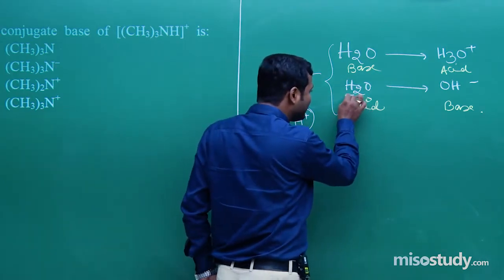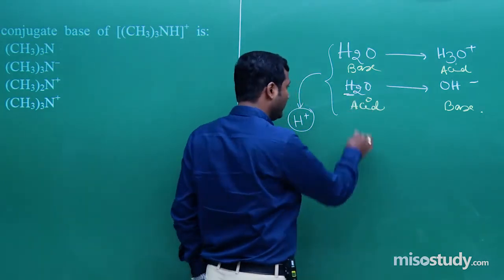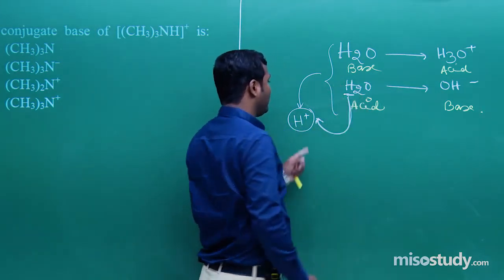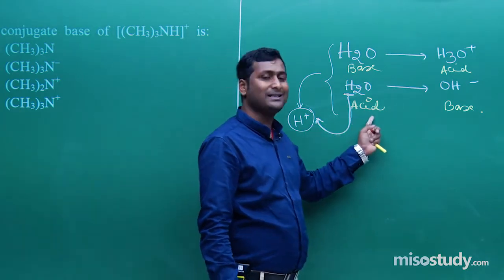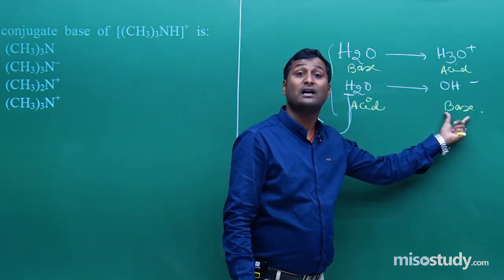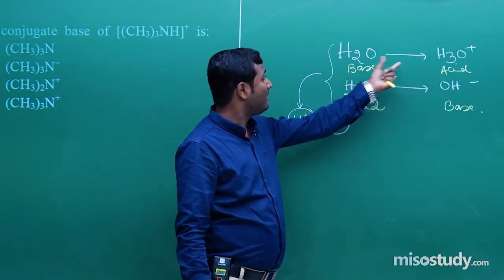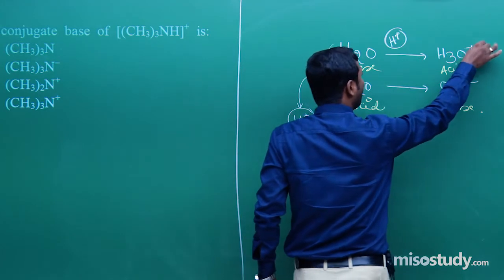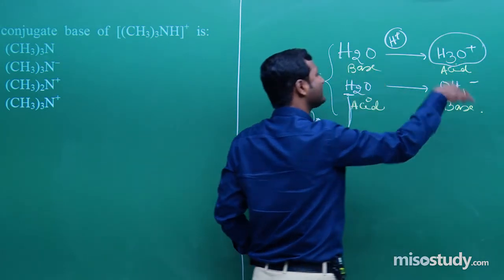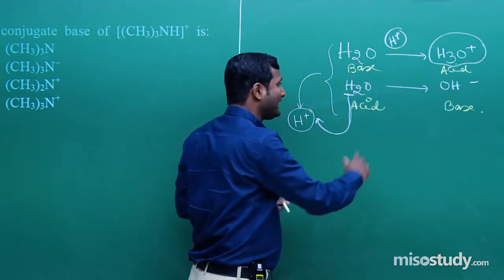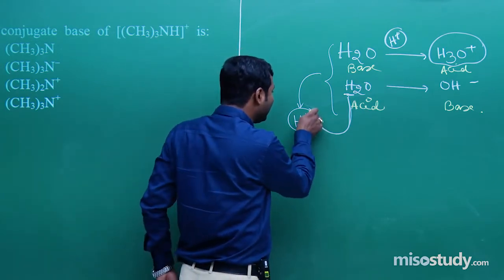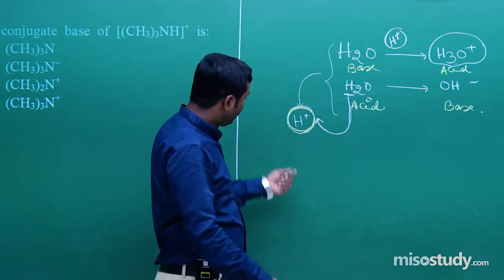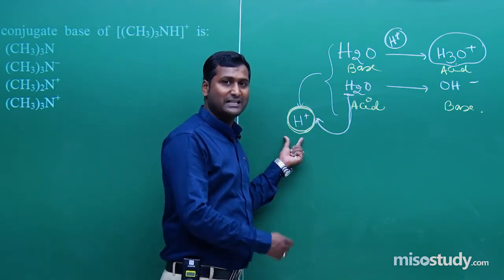Look at it, it releases a proton in terms of the Bronsted concept. If it releases a proton, that is its acid, and this one is its conjugate base. If H2O accepts a proton, that is H plus ion, then it forms H3O plus ion. This is its conjugate acid. So in a conjugate acid base pair, there is just a difference of H plus ion.